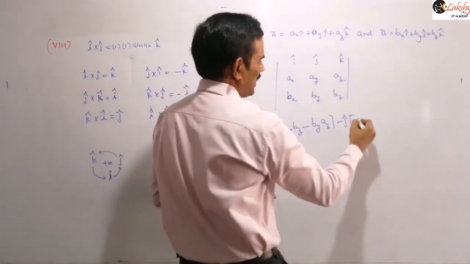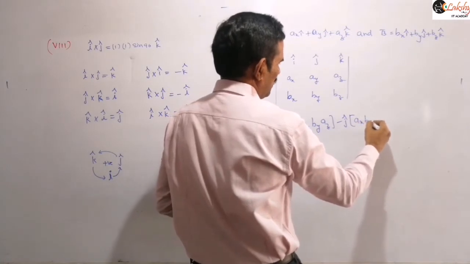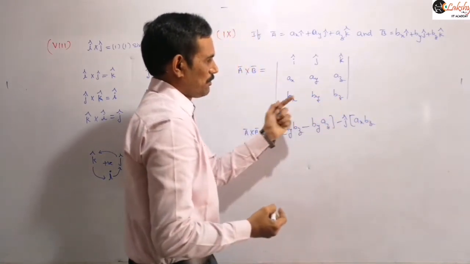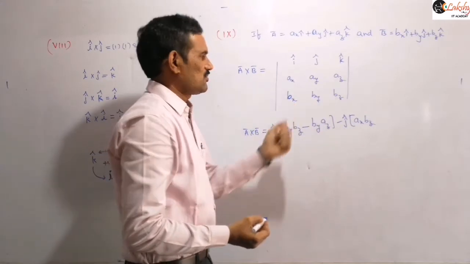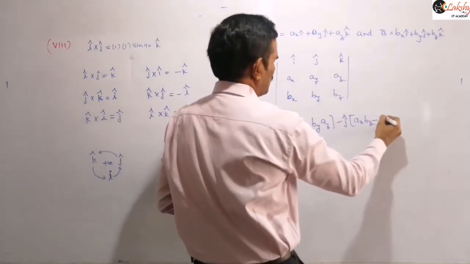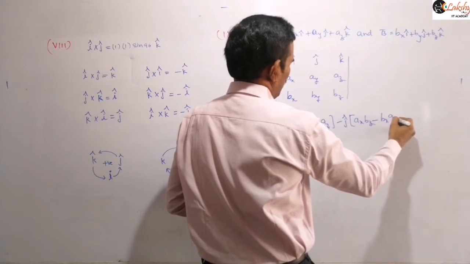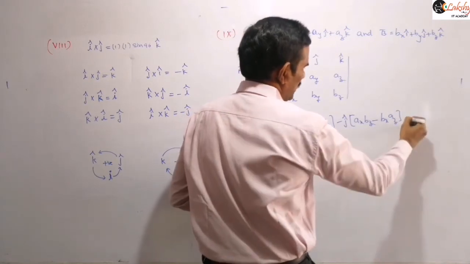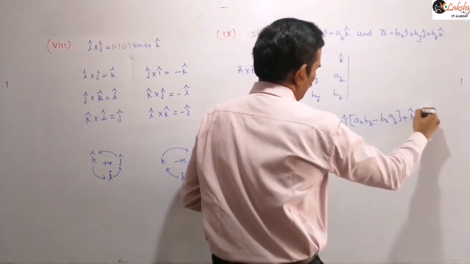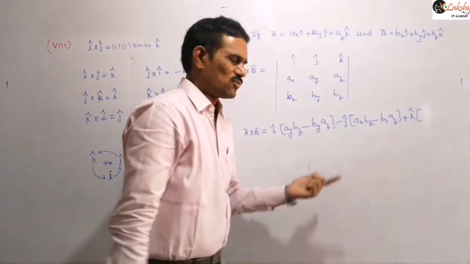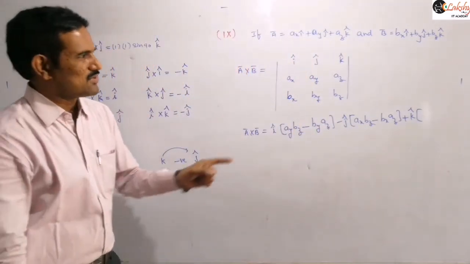So then it is ax bz, these two, minus this up direction we need to multiply here, minus bx az, plus k cap. So for the k cap we need to take the positive sign only. Only for the j cap we need to take the negative sign.